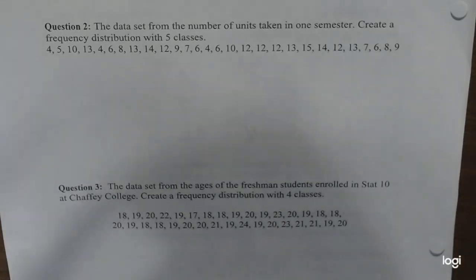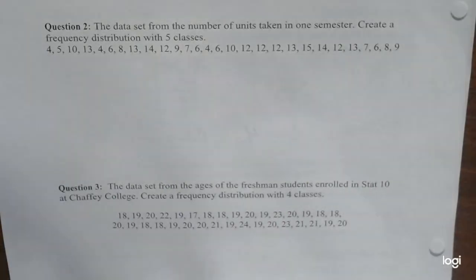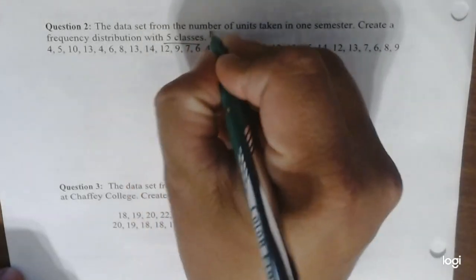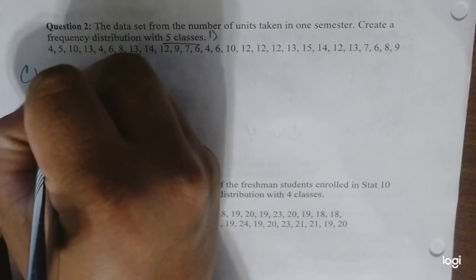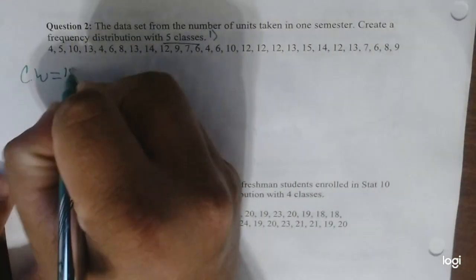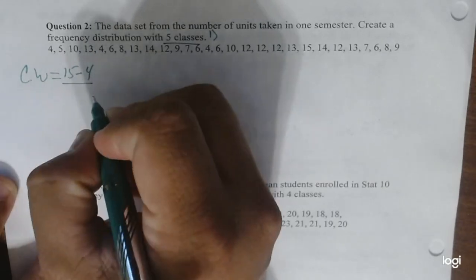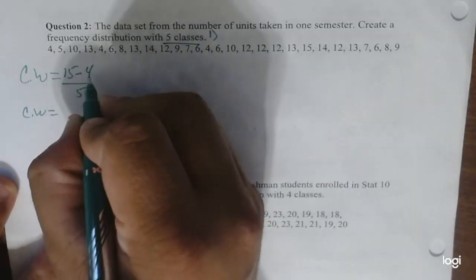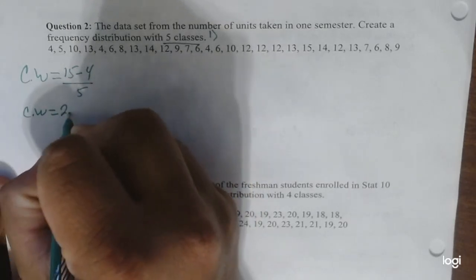All right. So hopefully you guys tried it, and then now we'll do it together. Right. So we want 5 classes. So that's step 1. So now we find a class width. So class width is the largest data value, which should be 15, minus your smallest data value, which should be 4, divided by 5. So doing subtraction and dividing by 5 gives you 2.2.